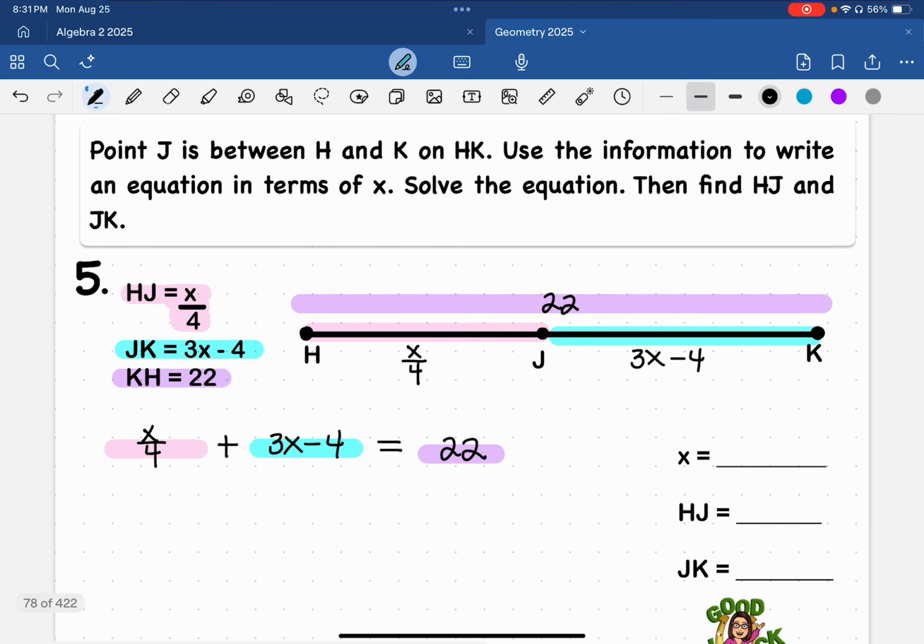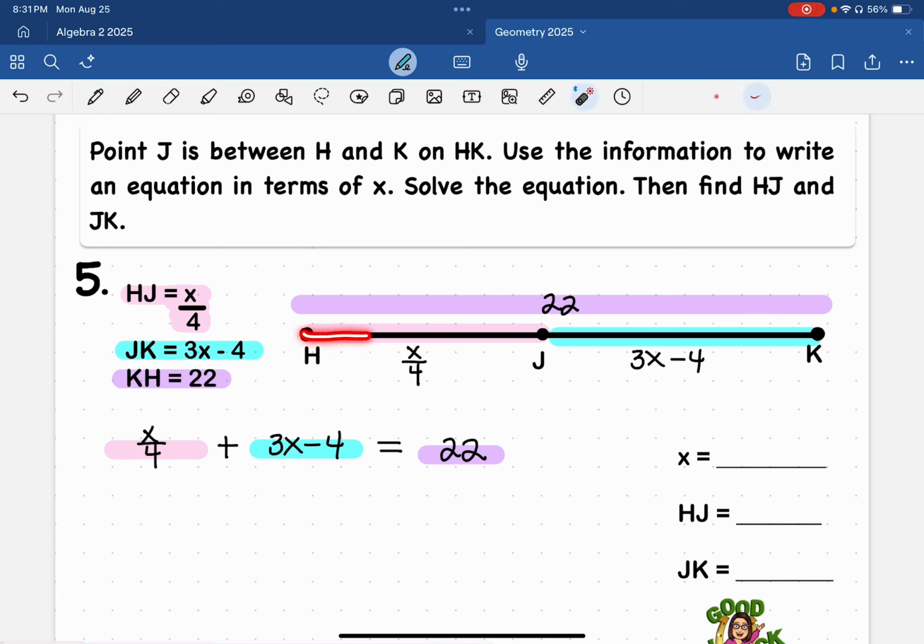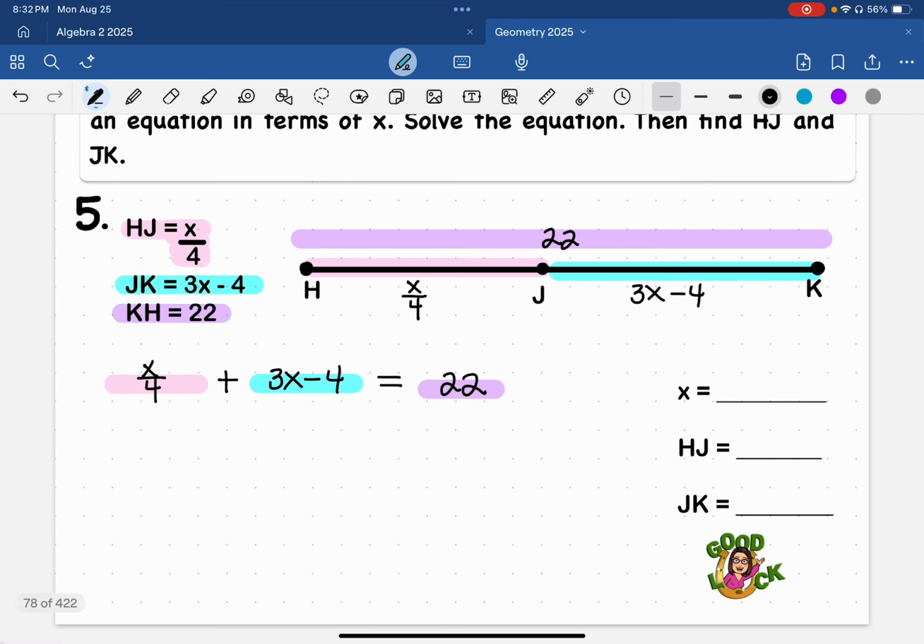Our 5th and final problem is going to be a problem that uses the segment addition postulate. You will be given a segment much like this, and you will be given 3 expressions to put onto the segment. I've already gone ahead and highlighted them and put the numbers where they belong from here, and I put them into the formula as well. Now I'm going to solve my equation for x, and then I'm going to substitute in to find HJ and JK.